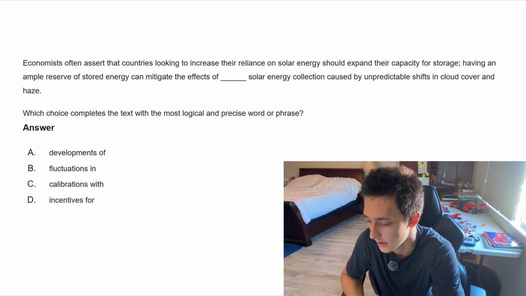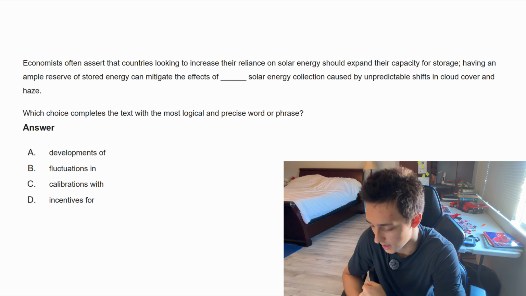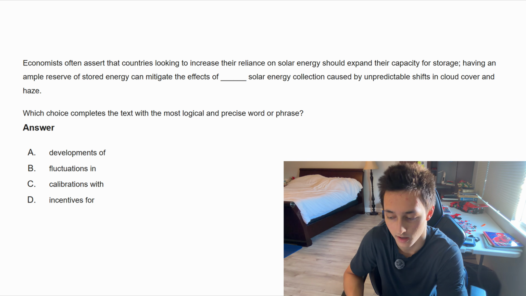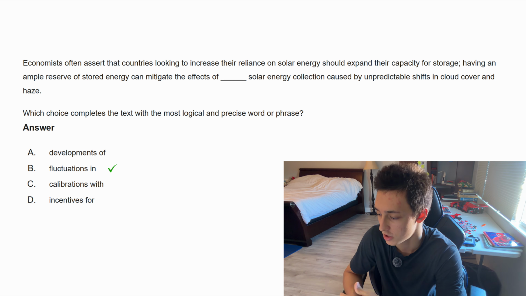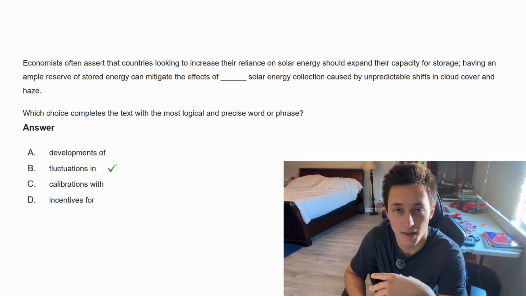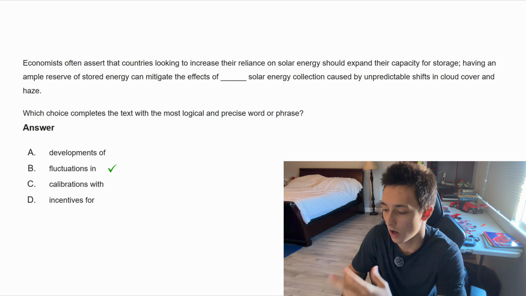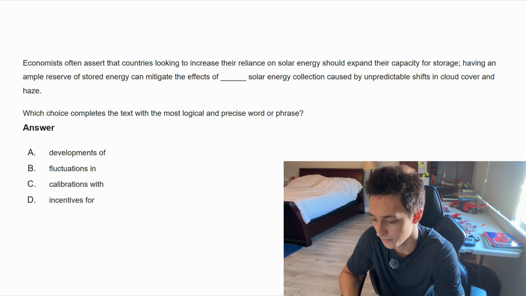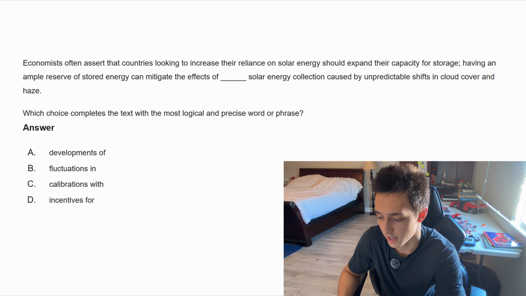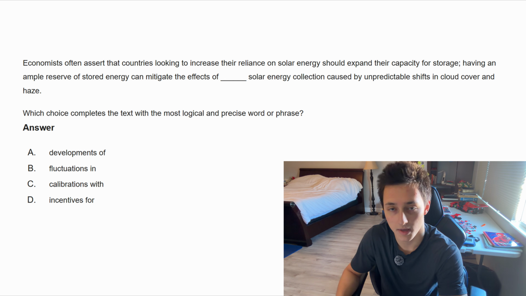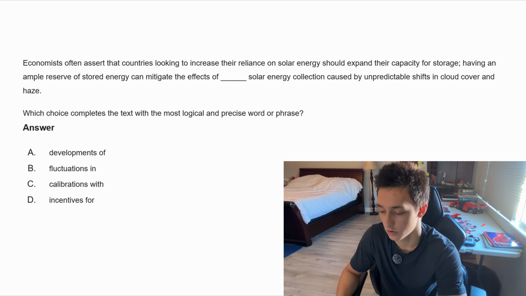developments of, that's not aligning. Fluctuations in, that does align, right? Fluctuations means shifts up and down, unpredictable movements, right? Calibrations with, that's not aligning, and incentives for, that doesn't align. So we see that B aligns best with the solution here.